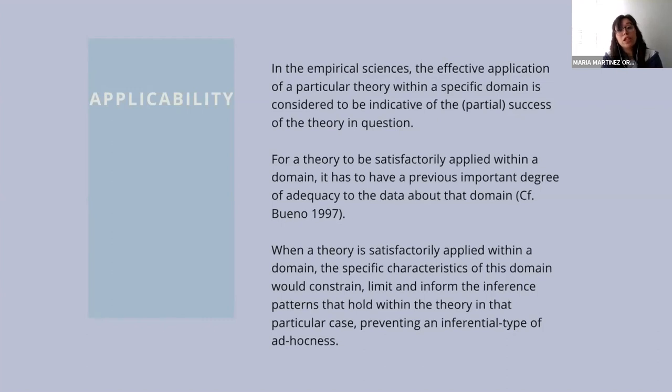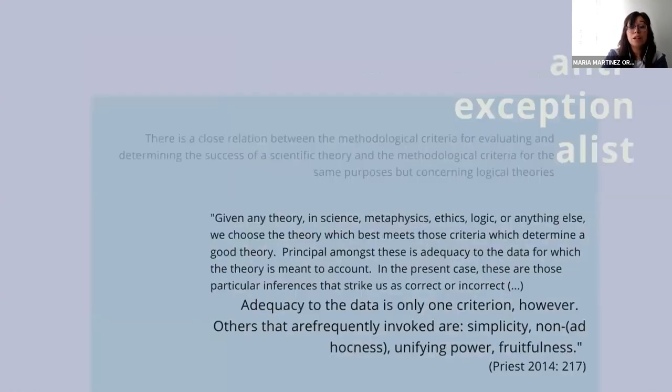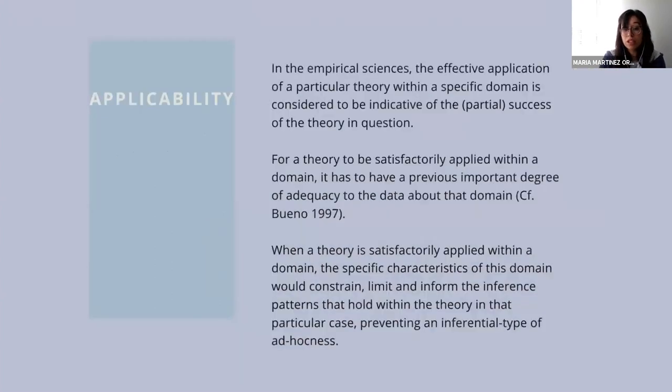When a theory is satisfactorily applied within a domain, the specific characteristics of this domain constrain, limit, and inform the inference patterns that hold within the theory, in that particular case preventing an inferential type of ad hocness. So in this sense, applicability will help us to satisfy some of these other criteria that we were considering to be indicative of the success of a theory. We will have a type of non-adhocness through the applicability of the theory. And also we will see some kind of fruitfulness. Once we see that a theory is well applied in a particular domain, we can start thinking about how to extend its applicability to other similar domains, for instance.